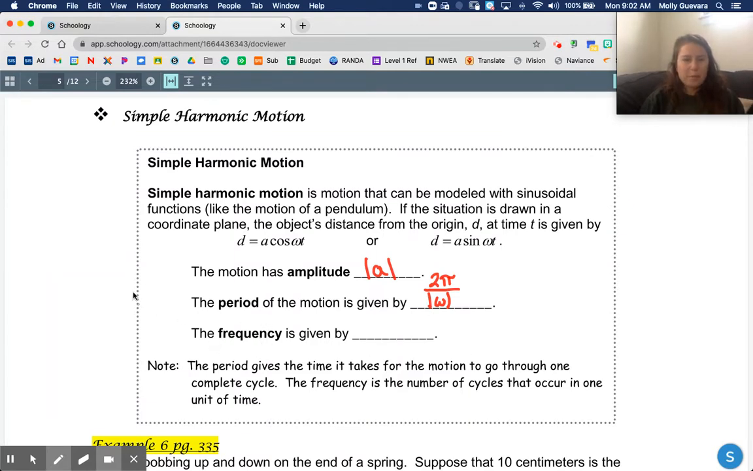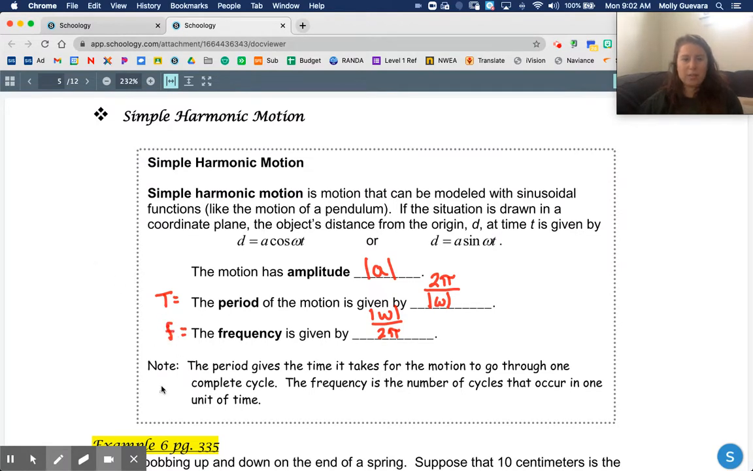And then this is usually denoted by time, right? Like it'll give you 20 seconds. It takes 20 seconds for the pendulum to go one way and then back the other, or whatever. And then the frequency is given by the reciprocal of that. So we take the absolute value of omega and divide it by 2 pi. And that's how many cycles occur in 1 second or 1 minute or whatever. So we use a lowercase f for that.